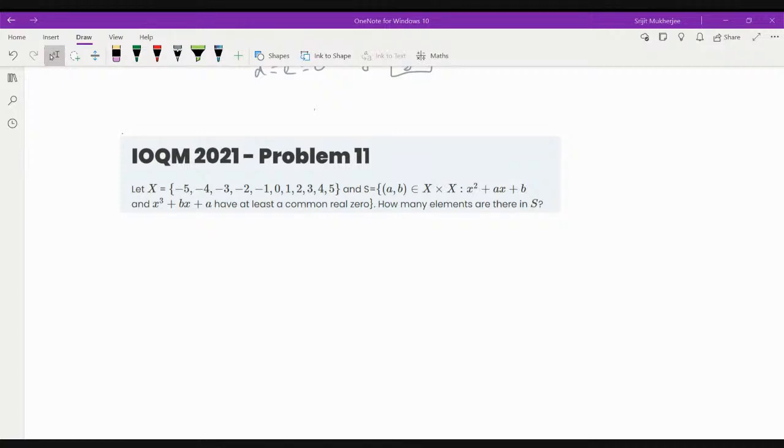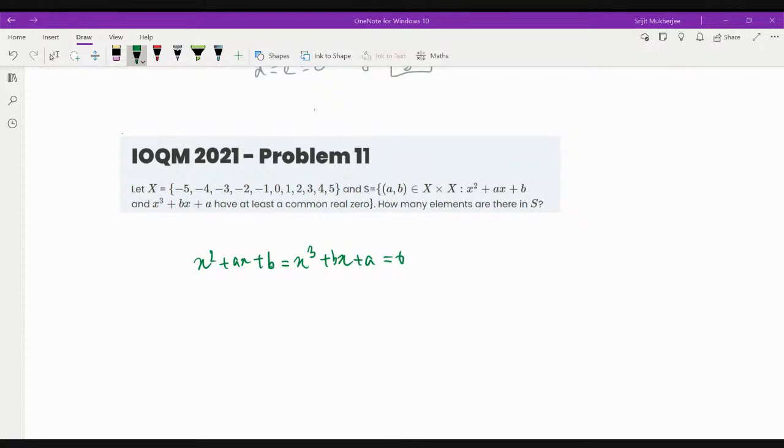How do you approach this type of problem? First of all, you have to assume that a real root is there. So use the information over here. It has a real root. When there's an algebraic problem, just write it down. So x square plus ax plus b has a real root common with x cube plus bx plus a, so they are equal to 0 for some x. We don't know the x; we will try to find the x from these equations.